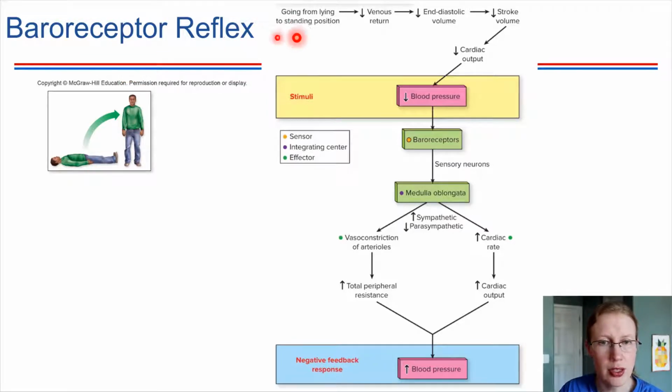So let's walk through this. Okay, so we go from lying down to standing up, upright. What this is going to do is decrease the venous return. So more of the blood is pooled in the legs, and so not quite as much is going to be traveling back into the heart at that point. That's going to decrease the EDV, end diastolic volume, which we know about. That's going to cause a decrease in stroke volume. So the heart is not pumping out quite as much blood anymore per beat. That in turn decreases the cardiac output, which in turn decreases the blood pressure.